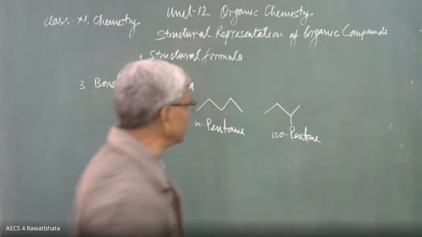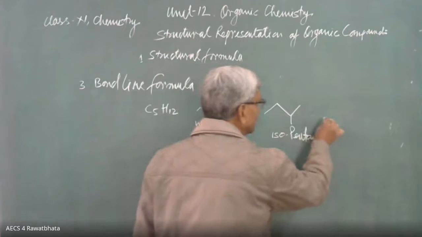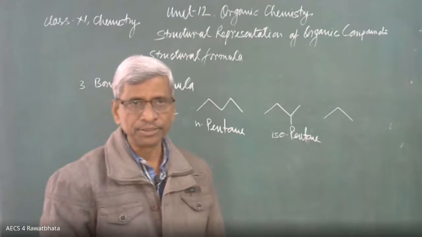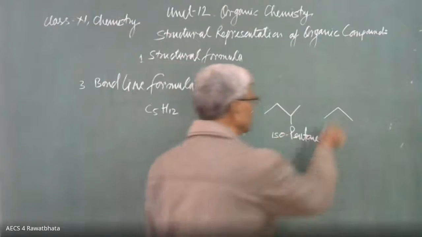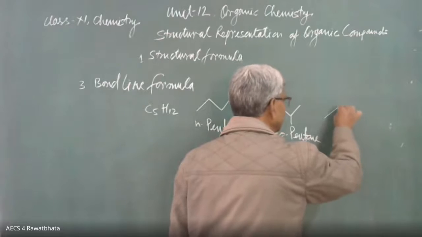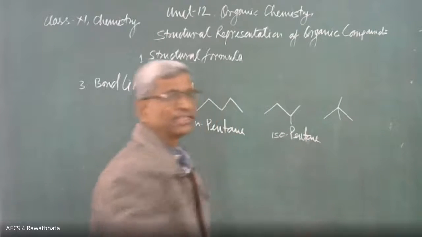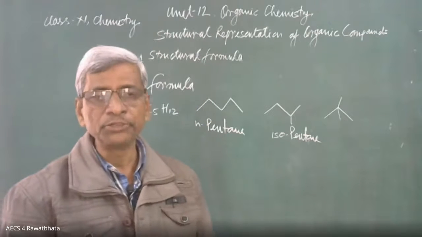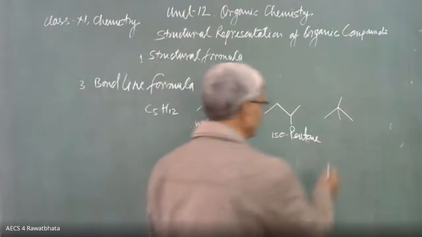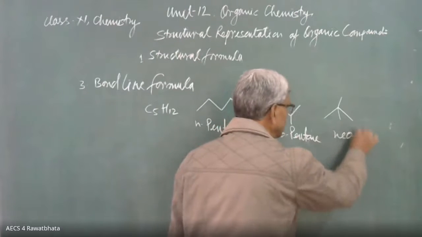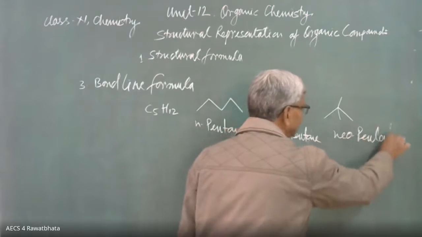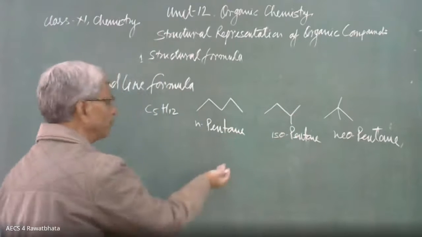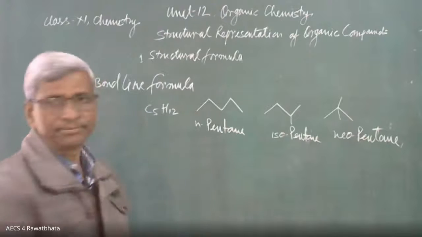And the third possibility: only three carbon atoms in the chain, 1, 2, 3. Two carbon atoms are attached to the second carbon itself. Anyway, it may be a straight line, or it may be like this. This is the third possibility, neopentane. That is the isomer of this. These are the three isomers, bond line formulas of C5H12.